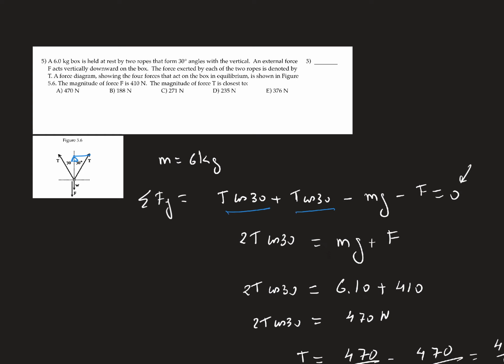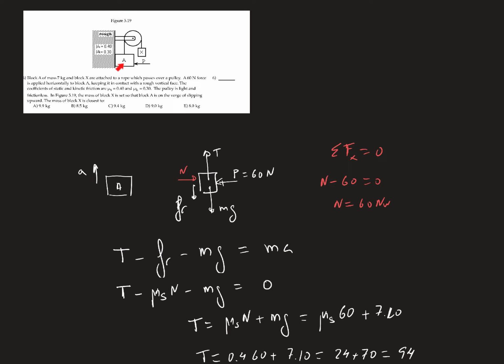The purpose of this force is to create a normal force. So if there is a normal force on A, there is friction on A. That's why they put this force P, keeping it in contact with a rough vertical face. The coefficients of static and kinetic friction are 0.4 and 0.3. The pull is like friction.